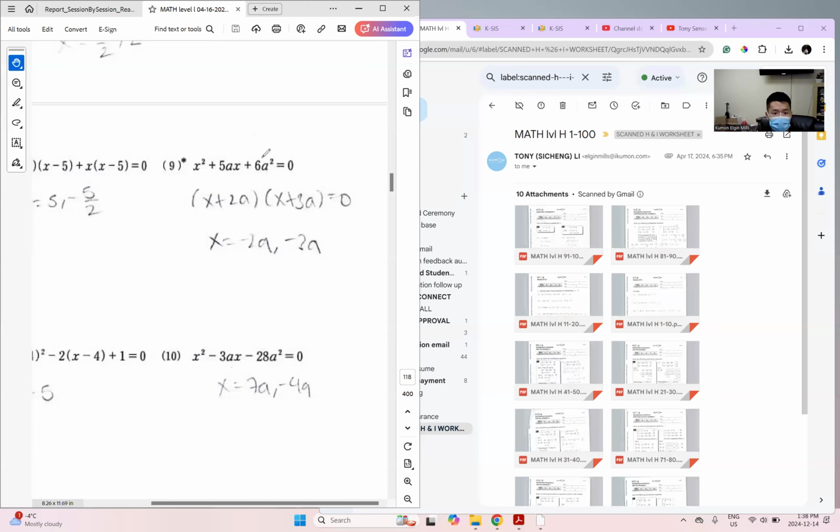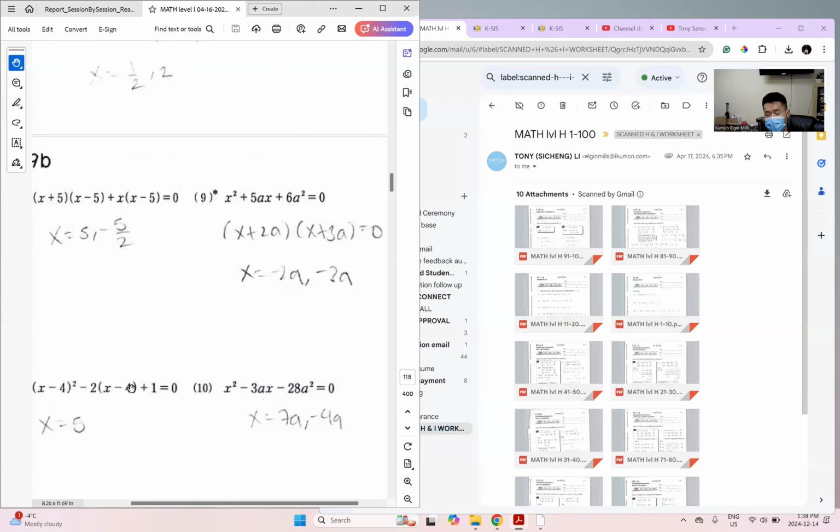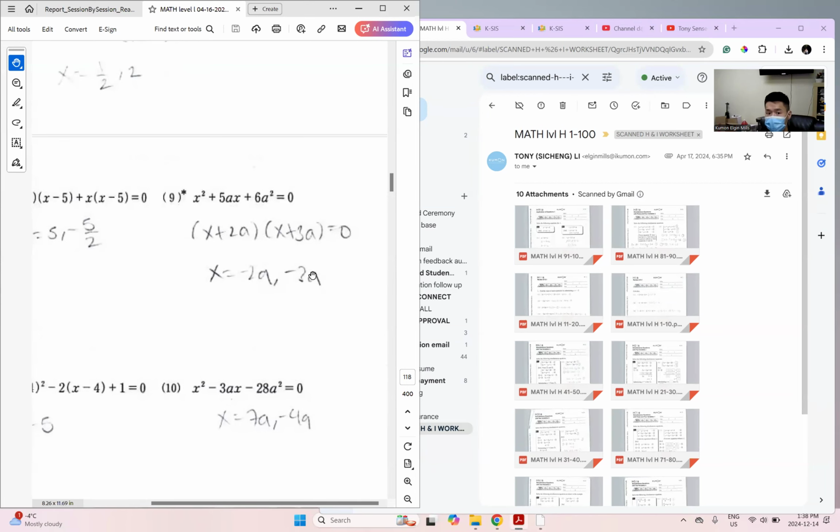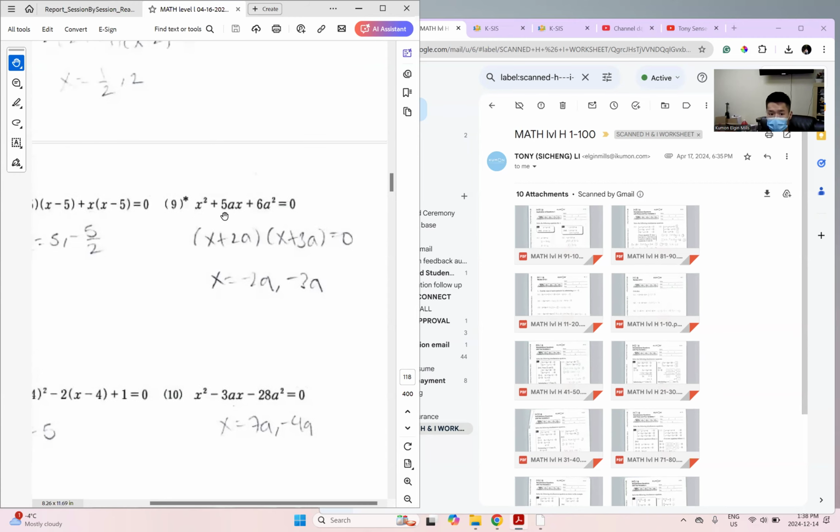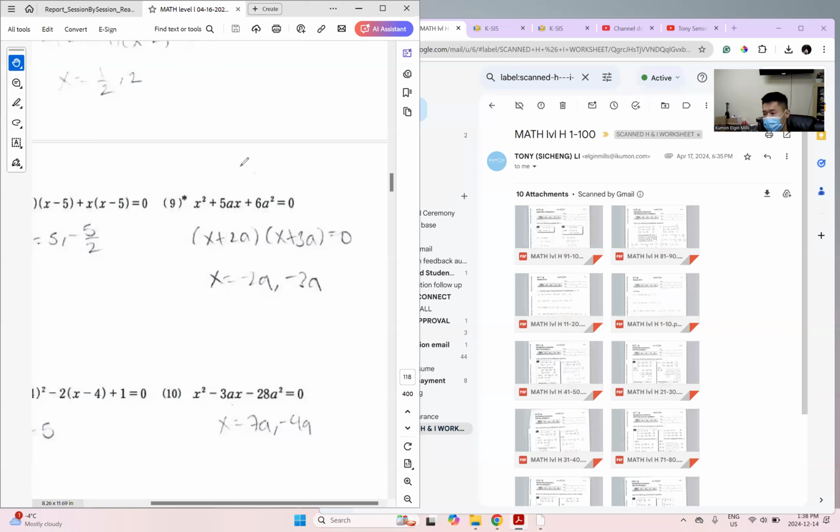So, okay, this one is page 59a, right? This is a quadratic function, and we're going to solve the quadratic function. There are two ways normally to solve a quadratic function. The first way is that we use the quadratic formula. Do you know what a quadratic formula is?